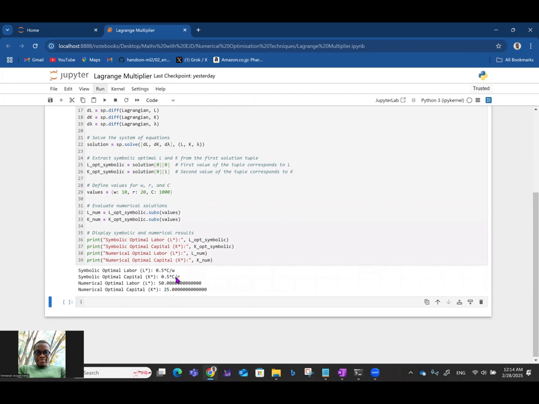And then because of that, if we substitute these values we have, we get optimal labor to be 50 and optimal capital to be 25, based on the fact that W is 10, R is 20, and C is 1,000. Okay, so we want to go back and check that out. So we have W 10, R is 20, C is 1,000. All right, so that's the Python code briefly.